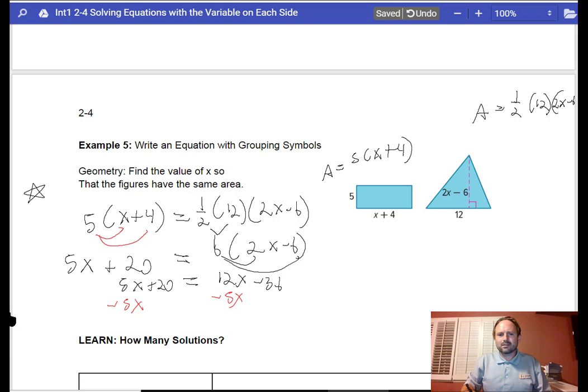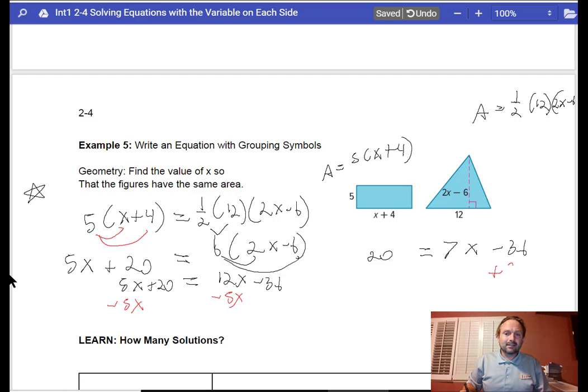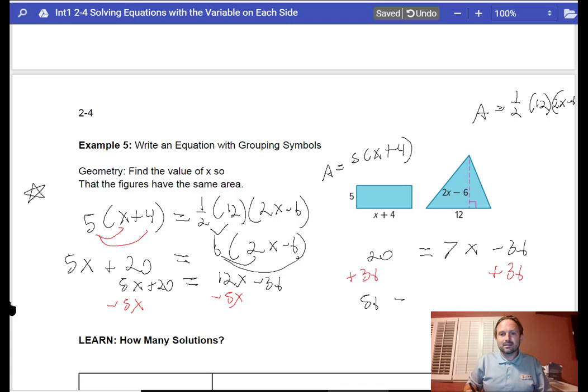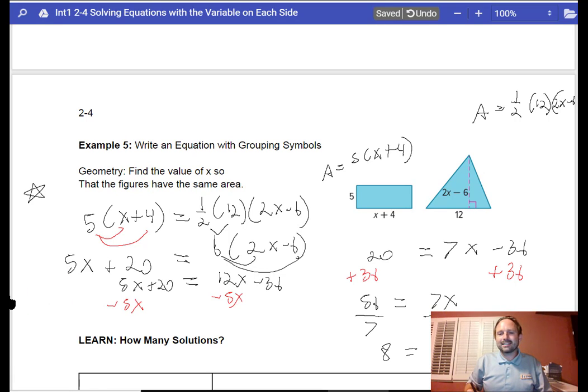Now, let's rewrite this so that we have room. We'd have 20 is equal to 12x minus 5x would be 7x minus 36. I'm going to add the constant away, and I'm left with 56 is equal to 7x. Oh, I know that's 7 times 8, but we don't know that yet. If we divide by 7 on both sides, we get 8 equals x. Done. And so that's the answer.